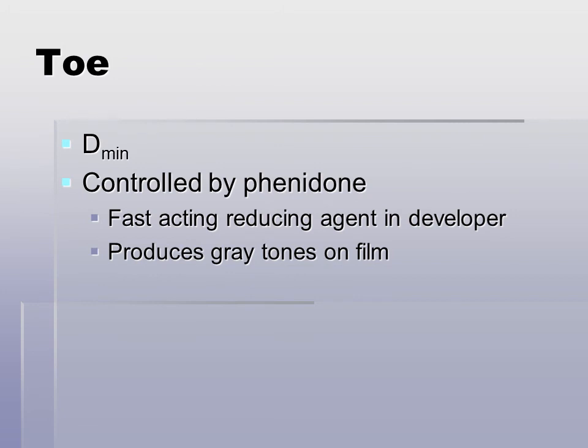The D-min, or toe, is controlled by the phenidone. It's a fast-acting reducing agent in the developer, and it produces gray tones on the film.